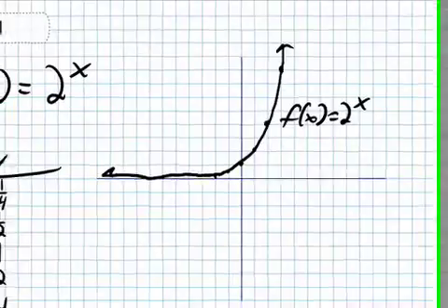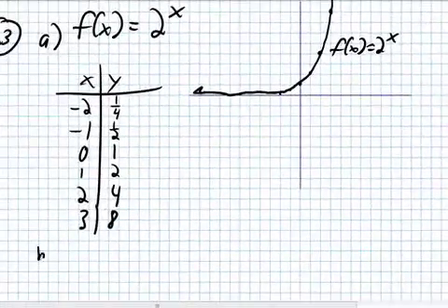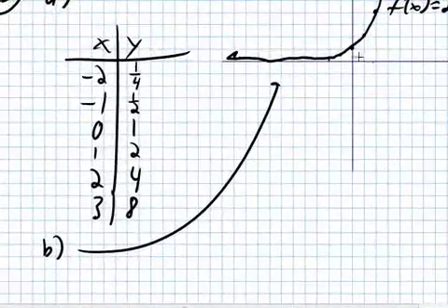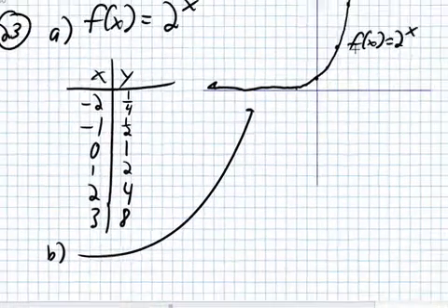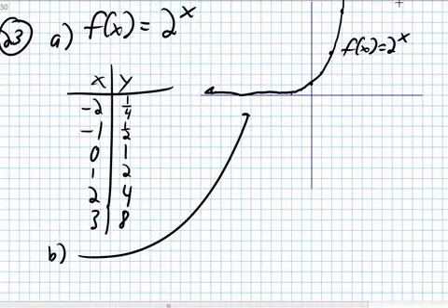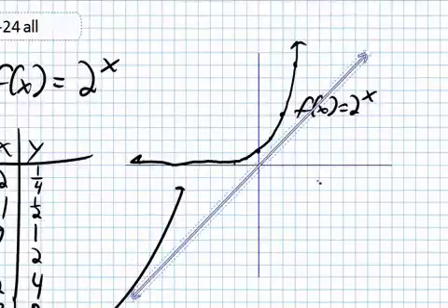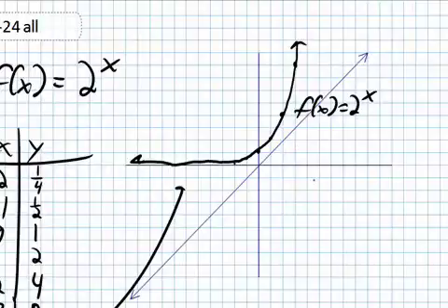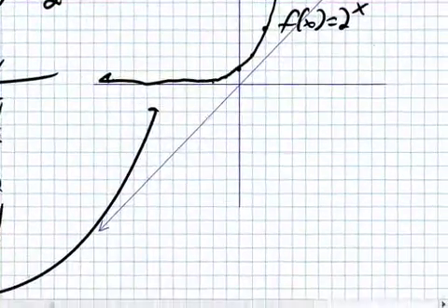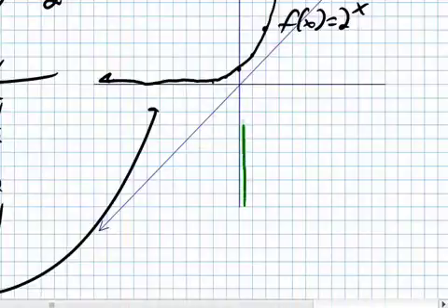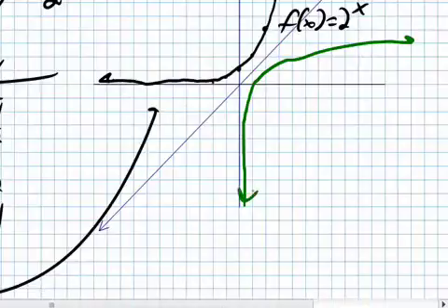Then it says draw the inverse on the same coordinate system by reflecting across y is equal to x. This is what you were doing in previous parts of the problem. So there's our y is equal to x line. And now we're going to draw kind of the opposite shape, coming up here, crossing, and going up. And we can say that is f inverse of x.